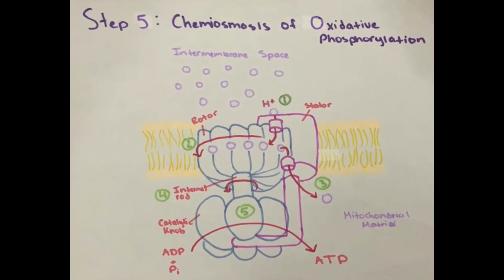Then, spinning of the rotor causes an internal rod to spin as well. This rod extends like a stalk into the knob below it, which is held stationary by part of the stator. Then, turning of the rod activates catalytic sites in the knob that produce ATP from ADP and Pi. Lastly, depending on the cell, about 26 to 28 ATP molecules are formed, and the entire process of cellular respiration produces about 30 to 32 ATP molecules.